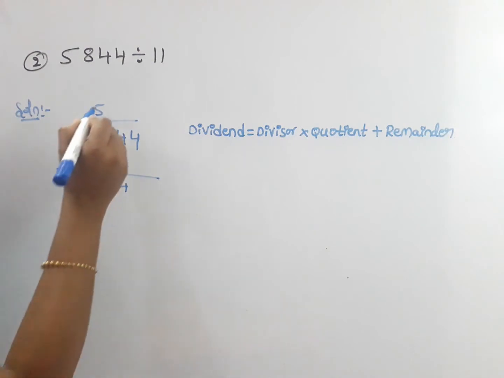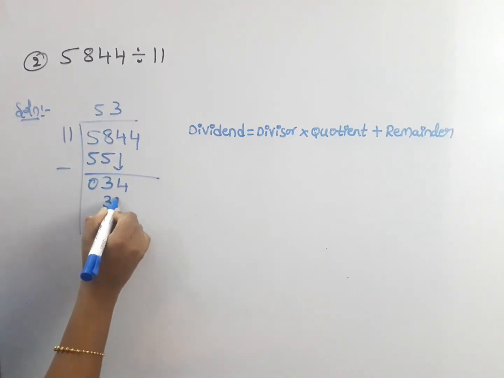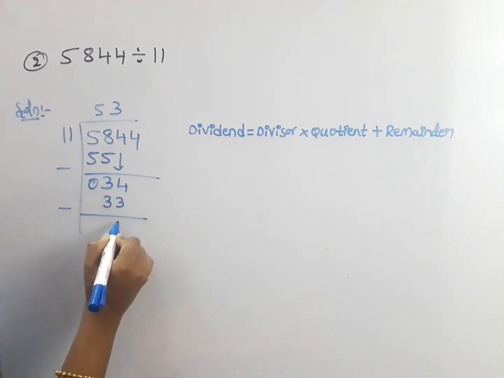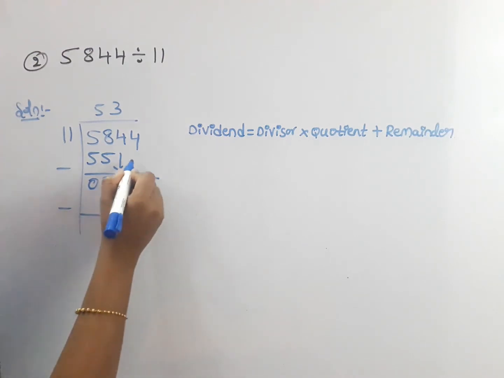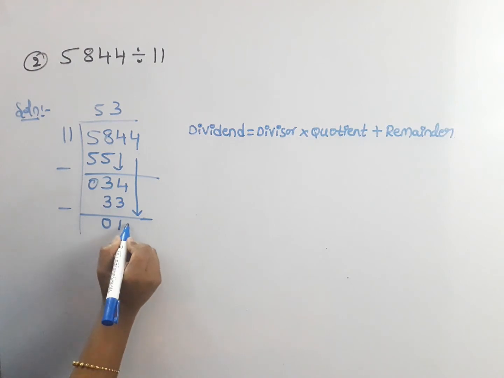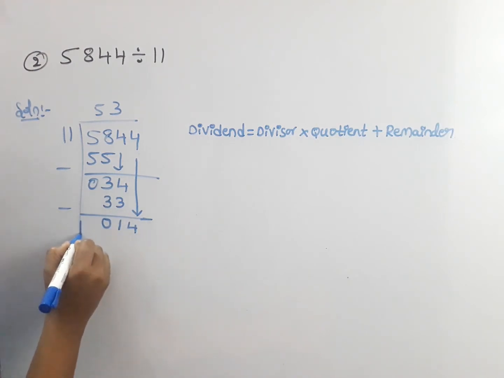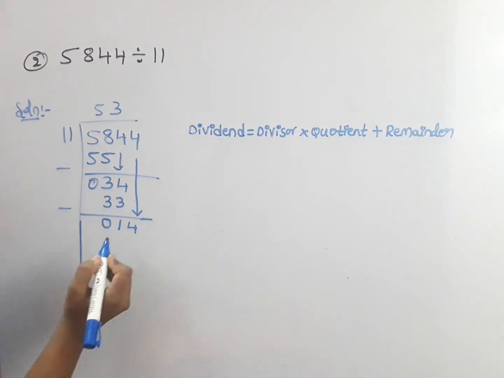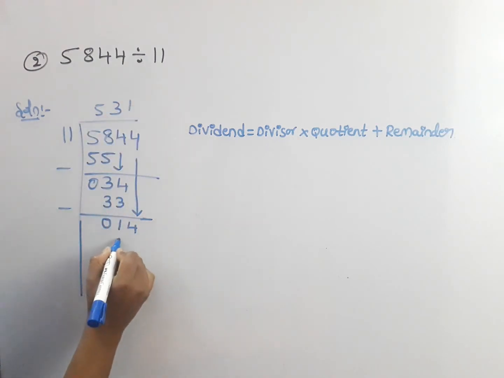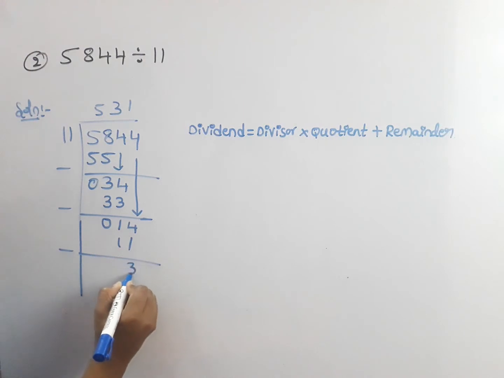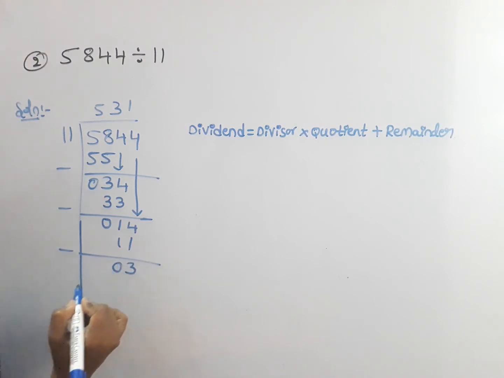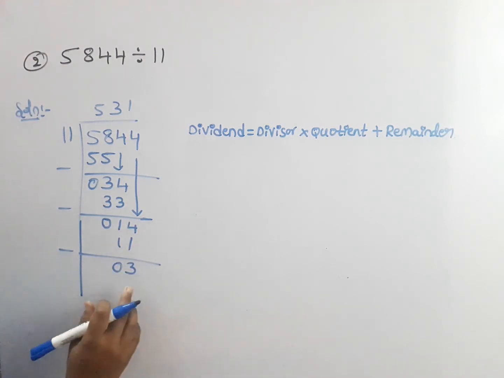So here 11 3s are 33. 4 minus 3 is equal to 1. 3 minus 3 is equal to 0. Again bring down the ones digit, that is 4. So now 11 ones are 11. Again subtraction. 4 minus 1 is equal to 3. 1 minus 1 is equal to 0. So we get the remainder 3.